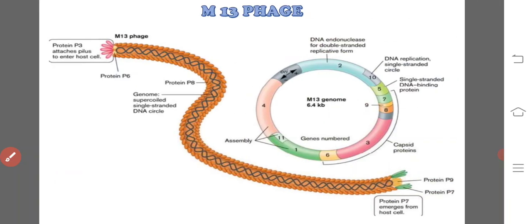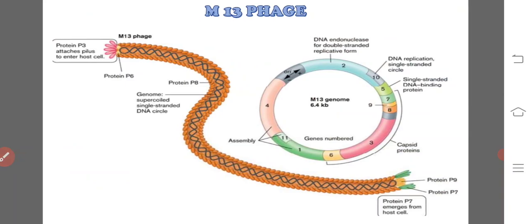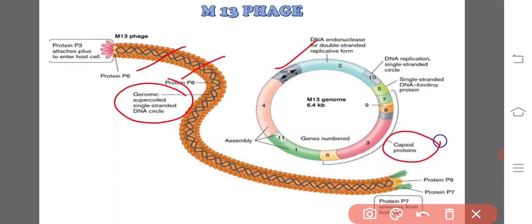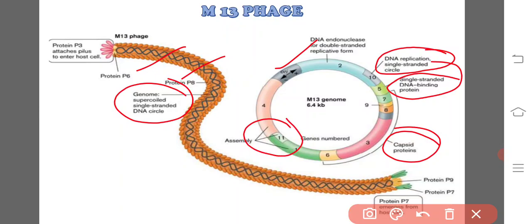So this is the M13 phage. See here protein P6, protein P8 and the supercoiled single-strand DNA genome. This is the Ori site and these are the capsid protein genes, and DNA replication single-stranded circle, single-strand DNA binding protein region, assembling of different proteins.